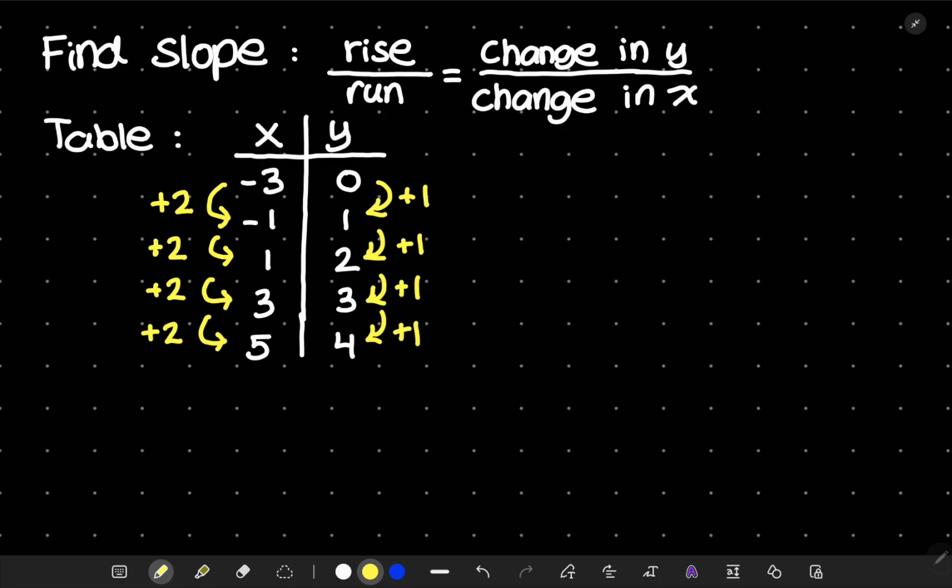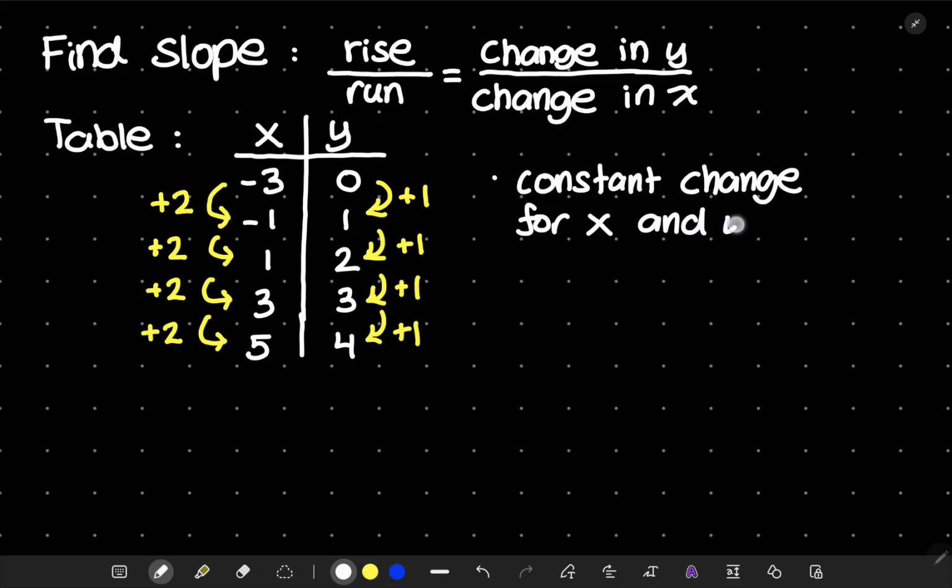So I'm noticing that this is what we call a consistent change. So it's a constant change for x and y. We can see here that x is constantly changing every time when we add by 2. If I notice by y, I notice that it's also changing by 1 each time.